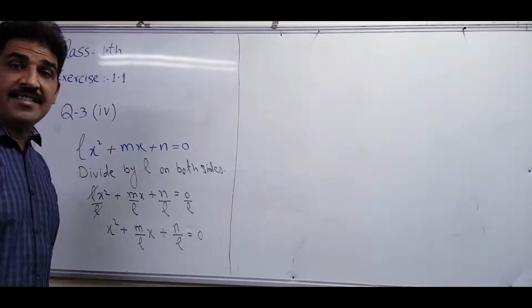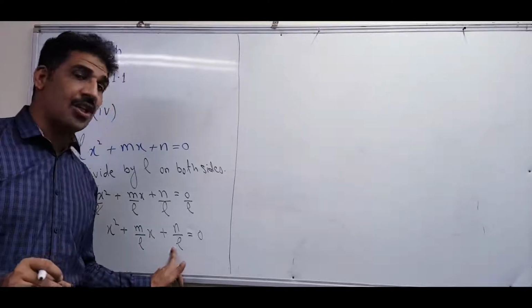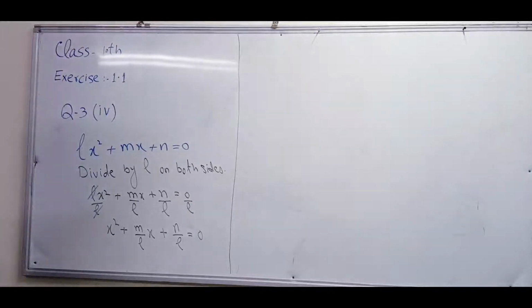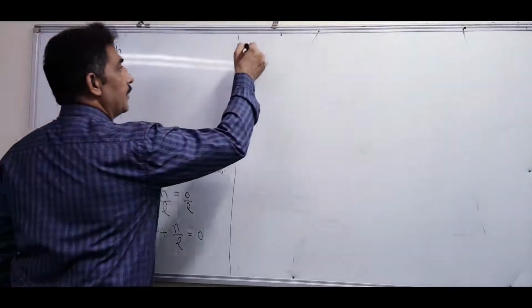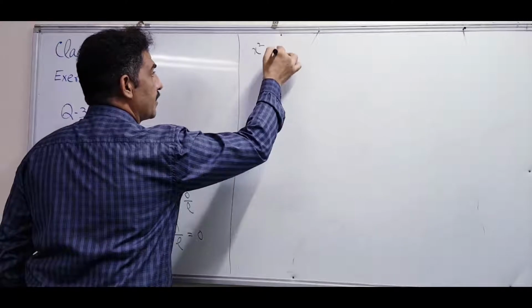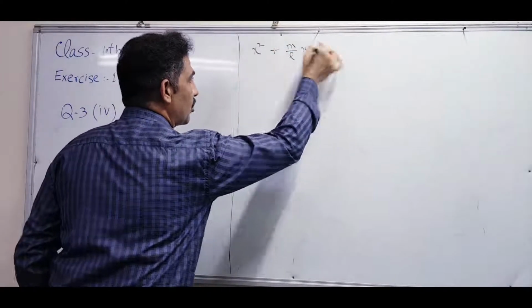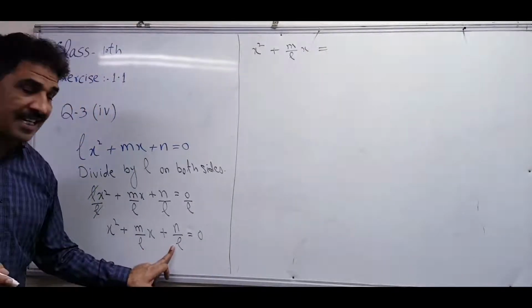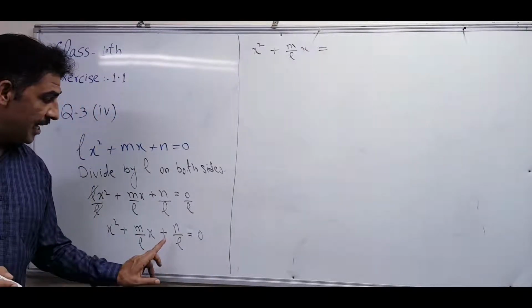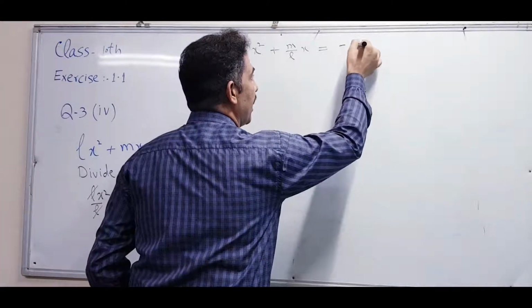Then what is the second step? Second step is to shift the constant term on the other side. So we will write here x square plus m over l x, and the constant term, which is the term without x, n by l, shifting on the other side, will become minus n over l.